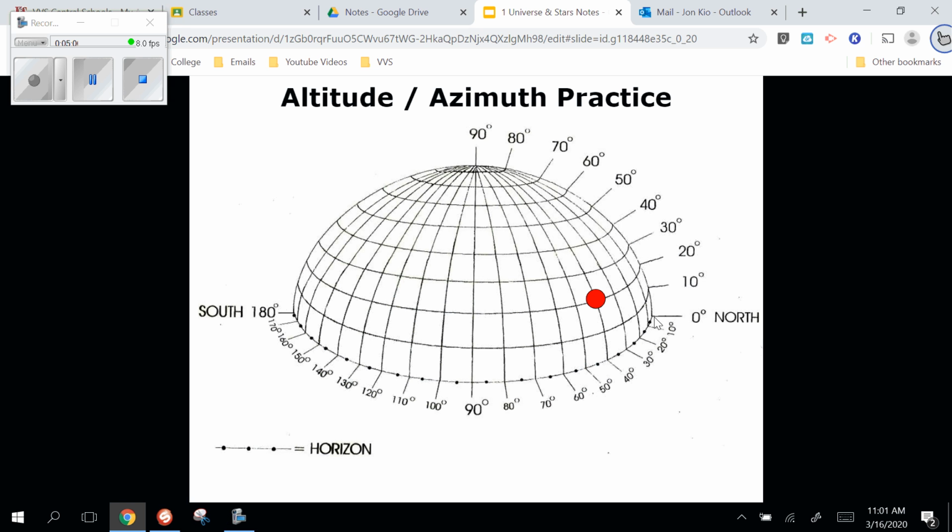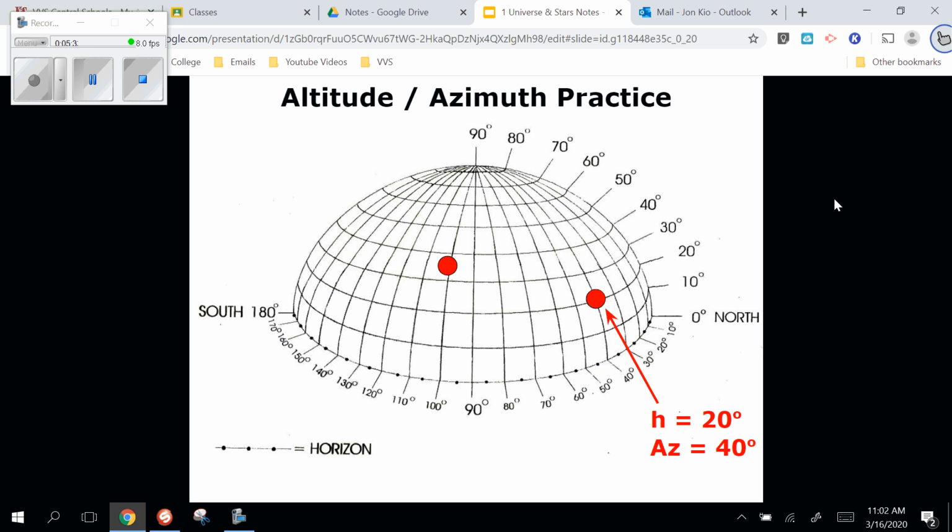And then if this is 0, this line right here is 0 azimuth. There's 10, 20, 30, and I'm on the 40-degree line for azimuth. So I write it like this. Altitude is 20 degrees because it's 2 lines horizontally above the horizon. And the azimuth is 40 degrees. It happens to be 4 lines clockwise from north. Each line is 10 degrees in this diagram.